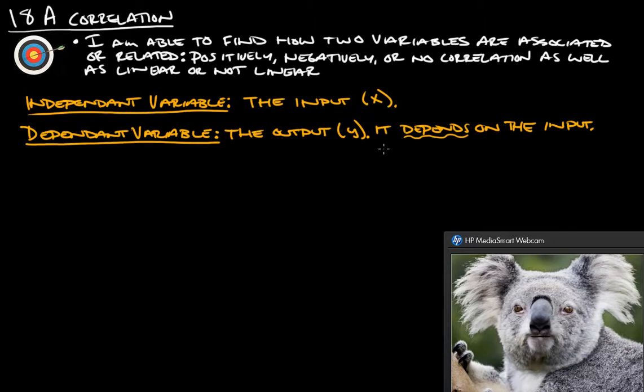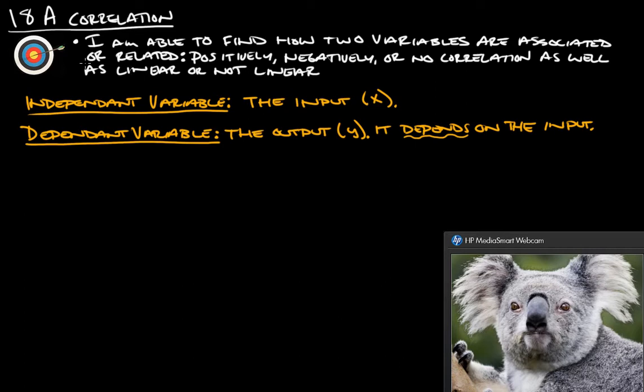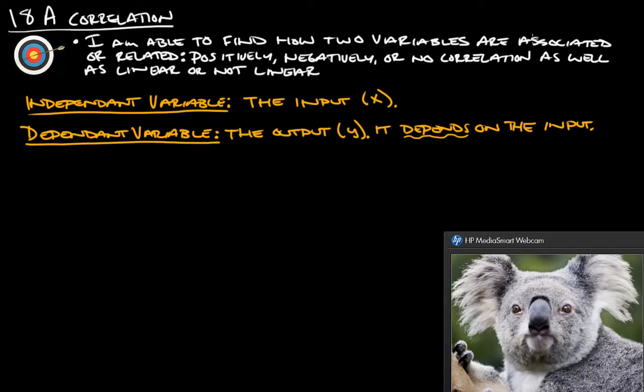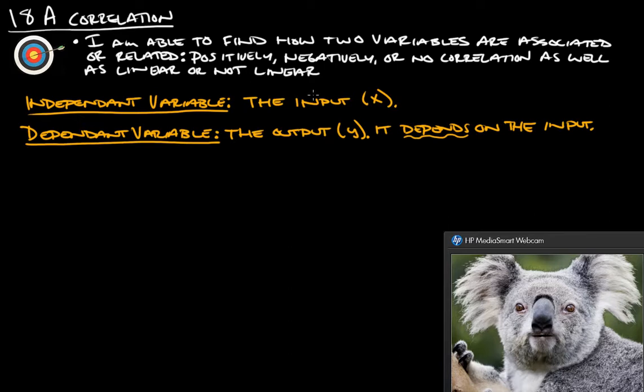All right, so this is all there is for 18a. You should now be able to say that I'm able to find how two variables are associated or related, positively, negatively, or no correlation, as well as figuring out if it's linear or not linear. And again, linear means it's a straight line, and not linear means it's a curved line.